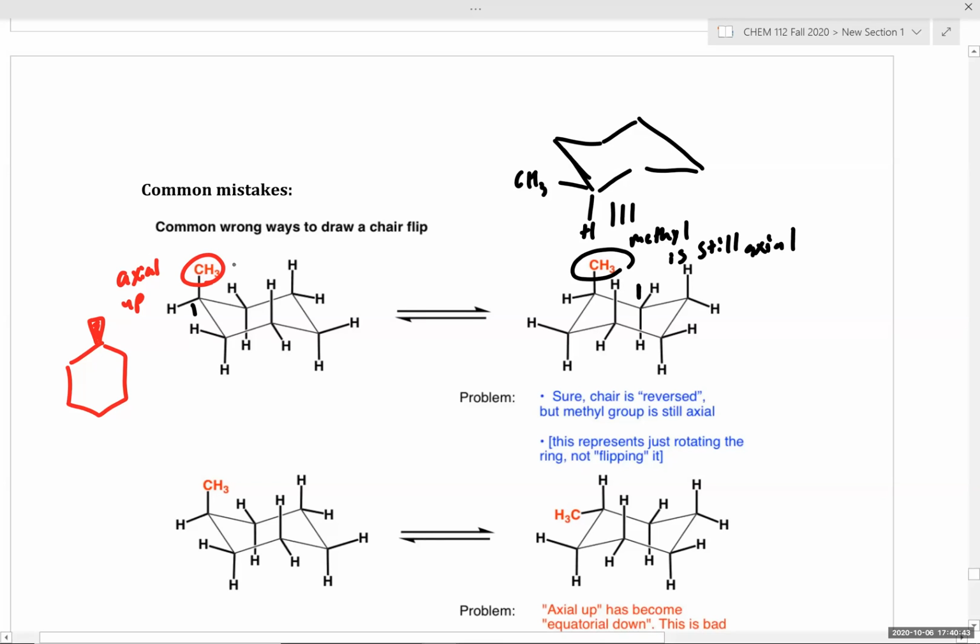Okay, so let's discuss this. First, we start off with an axial methyl pointing up. After a ring flip, the methyl is still drawn axial. That's problematic, not only because, for example, in this case, if this is carbon 1 here, carbon 1 is brought down, carbon 4 is brought up, you've ended up moving your methyl group to carbon number 2 arbitrarily.